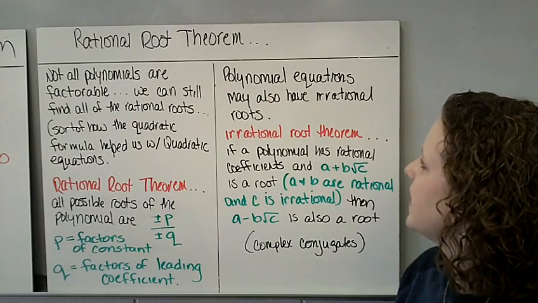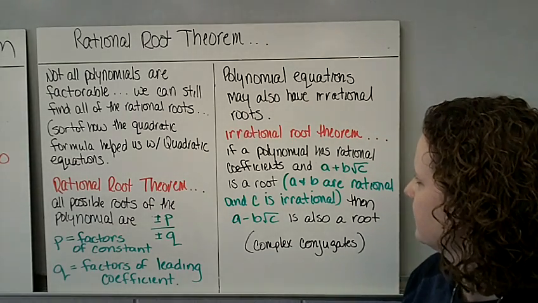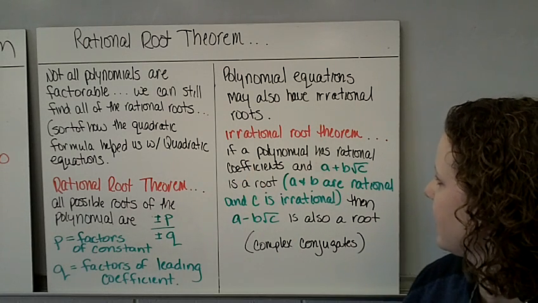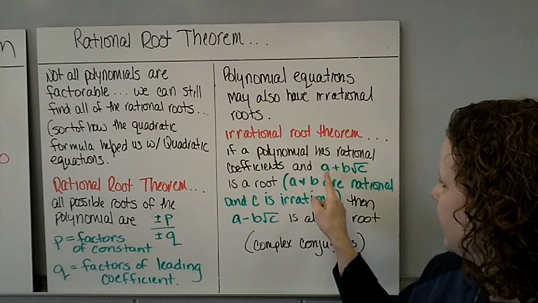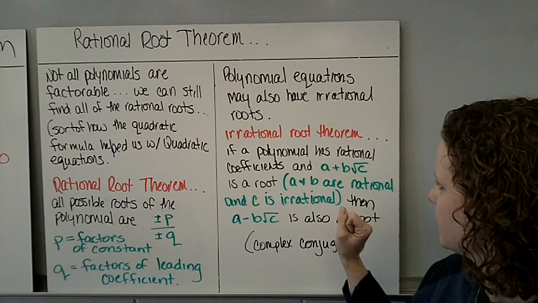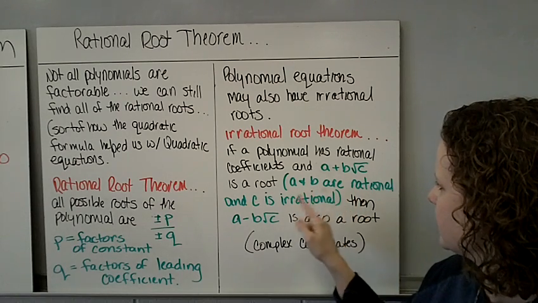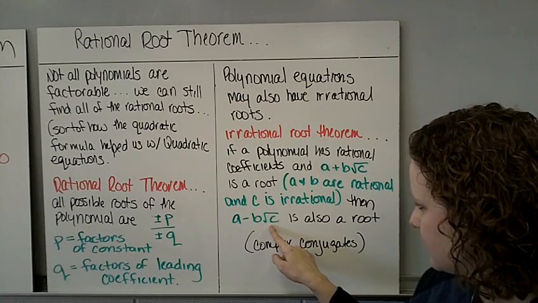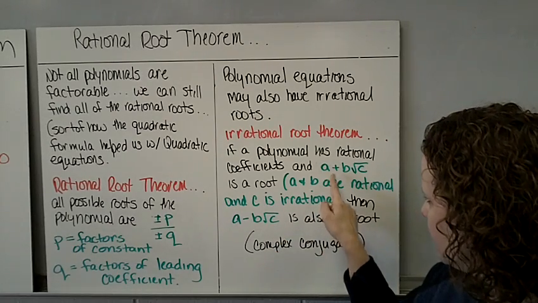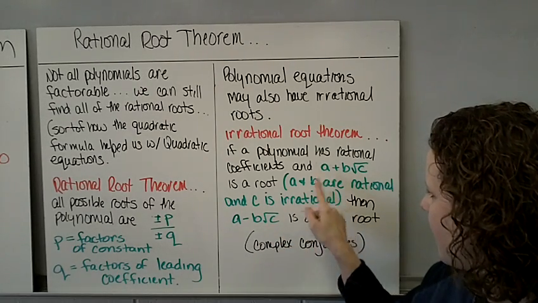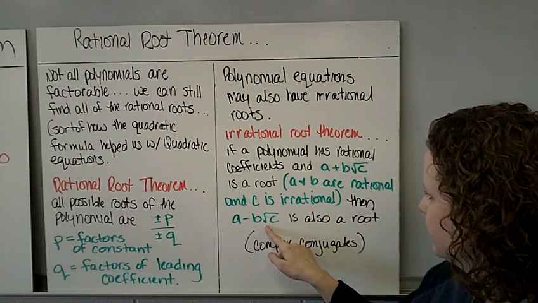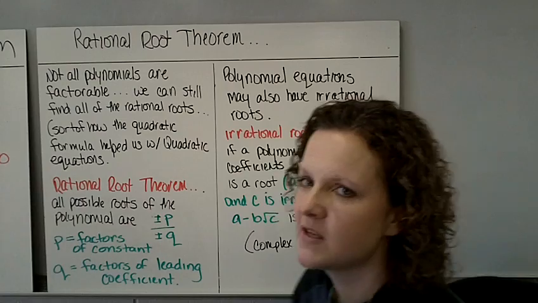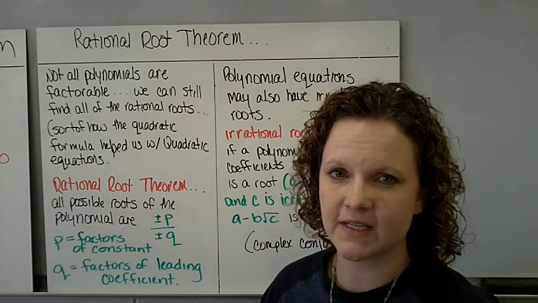Polynomial equations may also have irrational roots. The irrational root theorem is if a polynomial has rational coefficients and a plus b square root of c is a root, a and b are rational, c is irrational, then a minus b square root of c is also a root. If you look, these two right here are conjugate pairs. Okay? Plus b square root of c, minus b square root of c. So that means if we're going to get one, we're going to get the other.